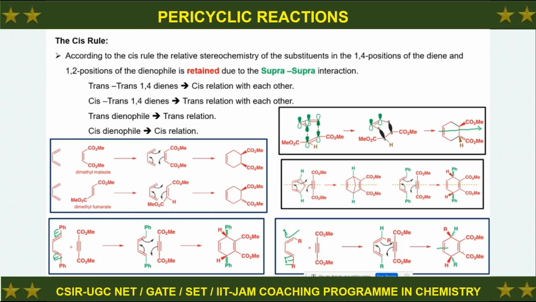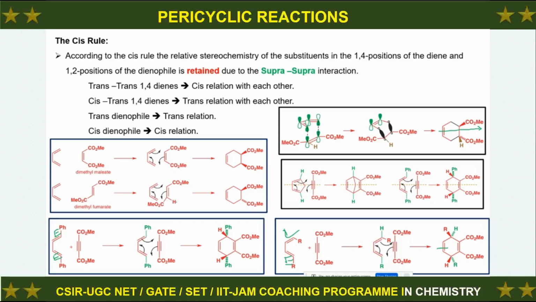So forget about symmetry also, but depending upon the starting material you are choosing, your product can be determined, okay? This is the product because this is a configuration. So the point here is, if that is a cis dienophile, you are getting a cis relation. Trans dienophile, a trans relation. If that is a trans-trans isomer, you are getting same side, cis relations. If that is a trans-cis isomer, you are getting a trans relation. That's all from this slide.